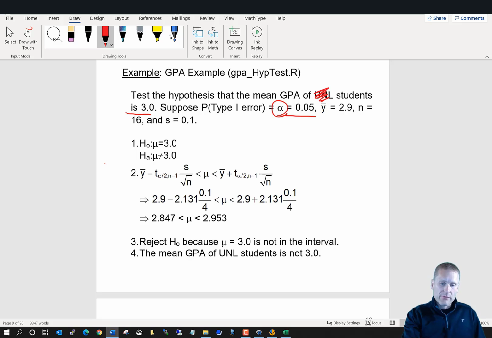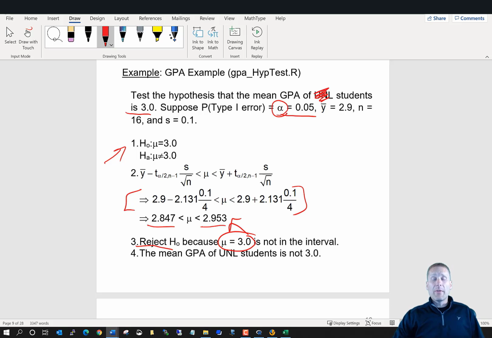So, step 1, state your hypotheses. Mu is equal to 3.0 versus mu does not equal 3.0. Step 2, calculate your confidence interval. So, I go through my normal calculations as I've done before, and I get 2.85 to 2.95. Step 3, decide if you reject or don't reject, and you need to tell me why. I reject H0 because mu equal 3.0 is not in that interval.